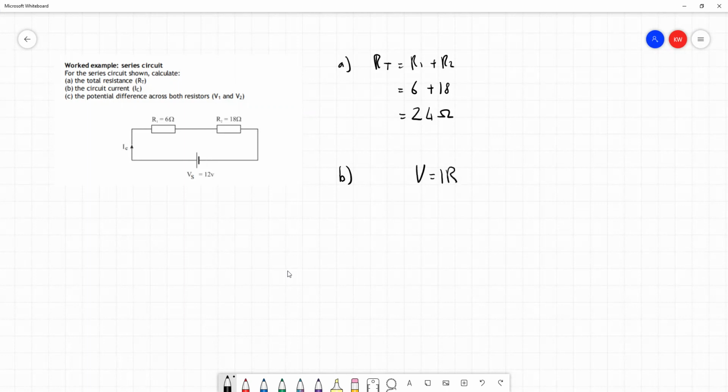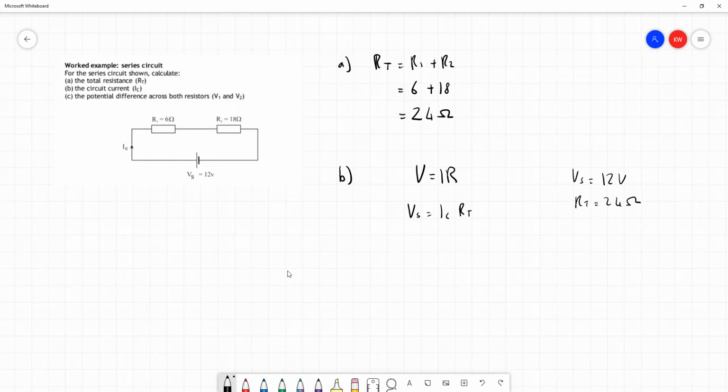And in particular, if we're dealing with the whole circuit, we can say that the supply voltage is equal to the circuit current multiplied by the total resistance. And we have two of these things. We've worked out the total resistance in part A, and we've been given the supply voltage in the question. So we can just write these here. Supply voltage is 12 volts. The total resistance is 24 ohms.